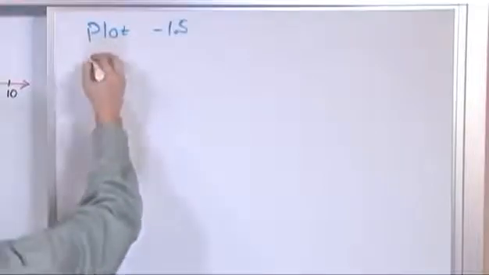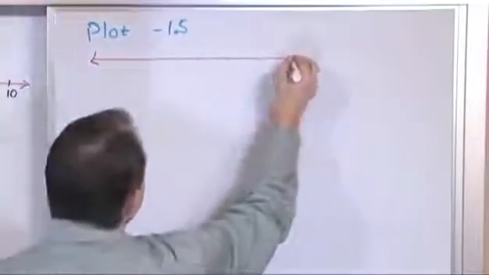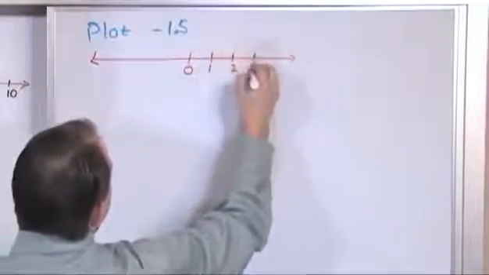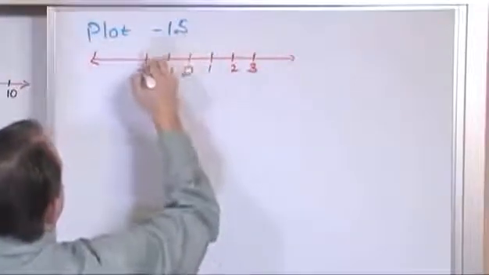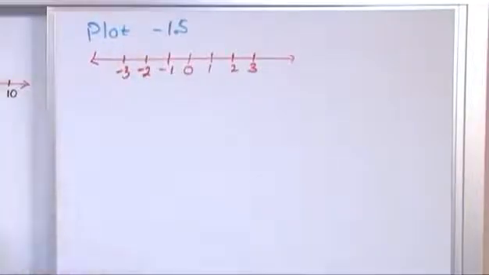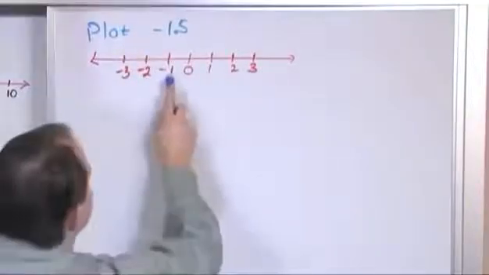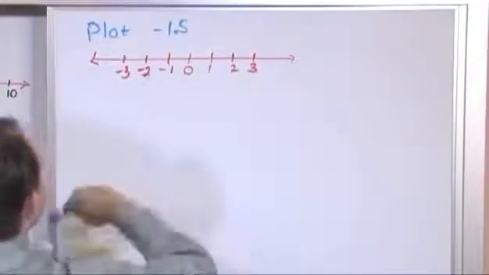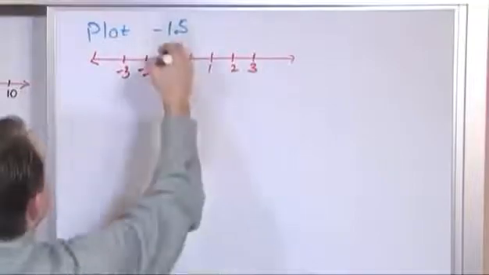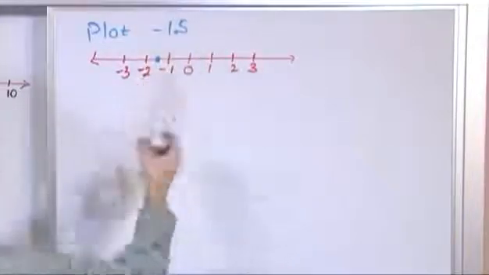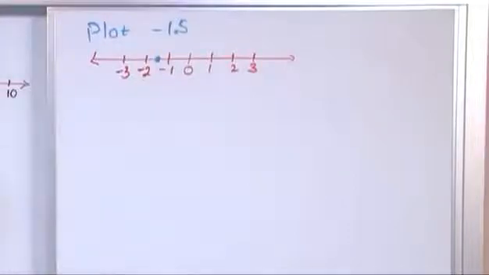So it's the same kind of thing. You first always draw your number line. 0, 1, 2, 3, -1, -2, -3. Now where is -1.5? Here's the number -1. Here's the number -2. -1.5 is somewhere in the middle there. So the way you would write that is a dot right on the number line, right in the middle of -1 and -2. So you put it between the tick marks.